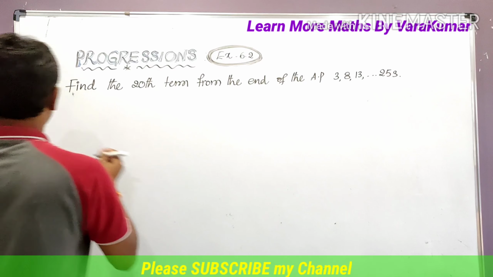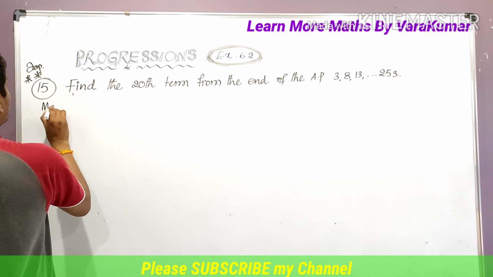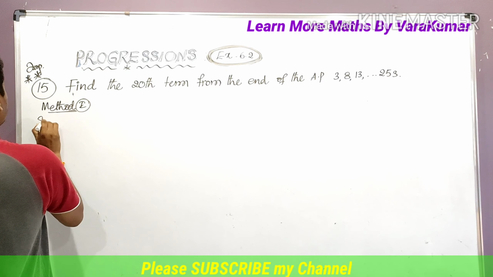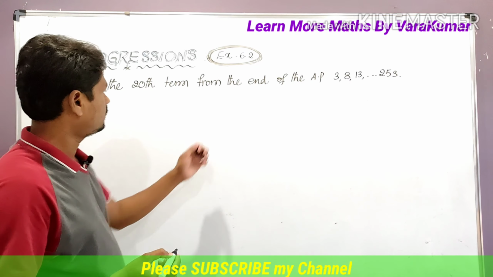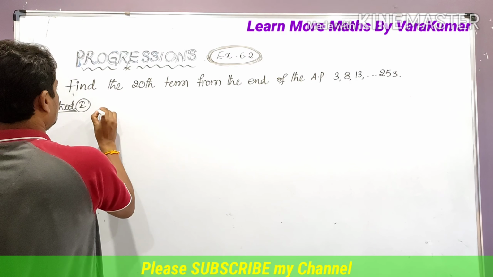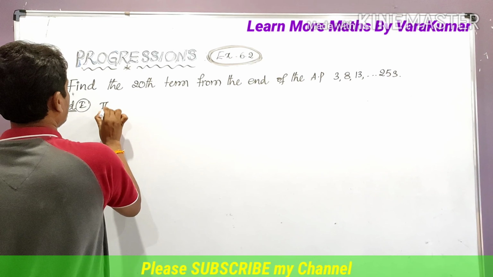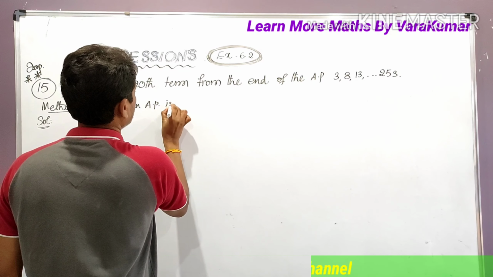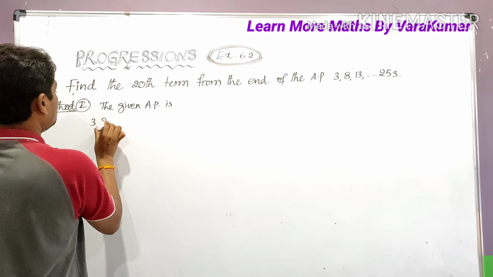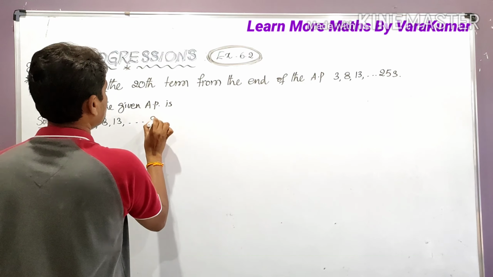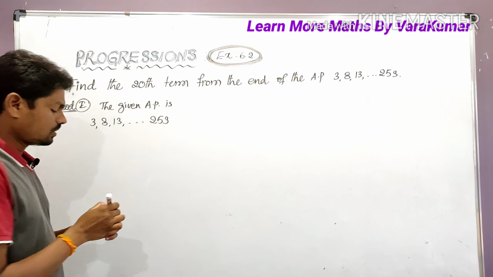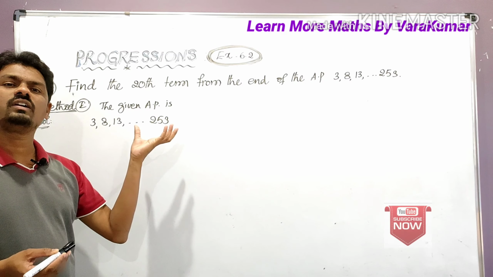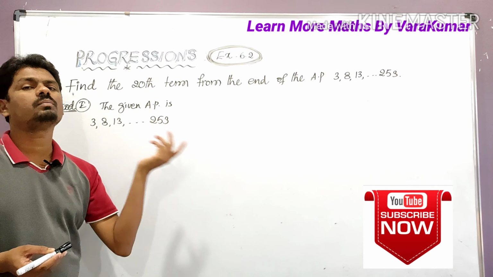First, see method 1. How can we solve using method 1? Solution, first method. The given AP is 3, 8, 13 and so on, 253. Suppose if he had to find the 20th term from the starting, it is very easy. We write A20 is equal to A plus 19D.